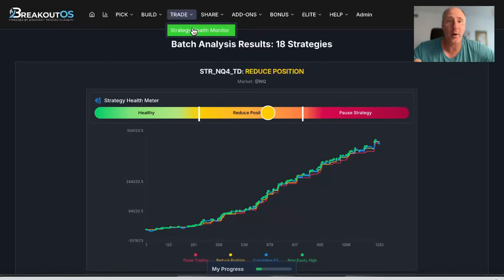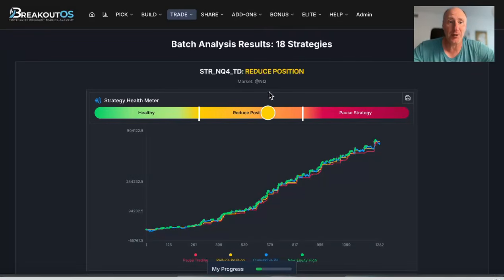Okay, so if you watch the previous video, we have a preparation phase with the Breakout OS, we have the actual strategy building and prototyping phase, but we also have Strategy Health Monitor. And this is what you use once you create your breakout strategies and you start monitoring them. Now, why is this game changing?